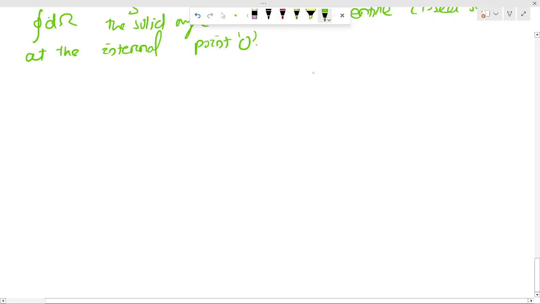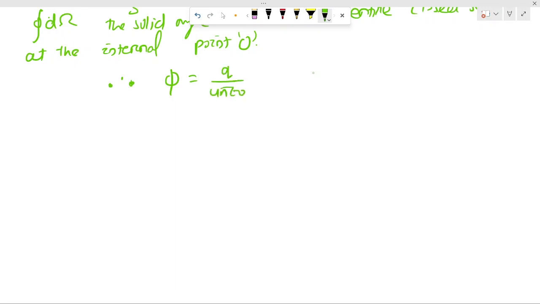Yes. So I can write phi as q upon 4 pi epsilon naught into 4 pi, as for the whole surface the value of this is 4 pi. So it will become 1 upon epsilon naught into q, by cancelling 4 pi, where q is the total charge enclosed within the body. So, do you get it or not? Hence, the Gauss theorem is proved.